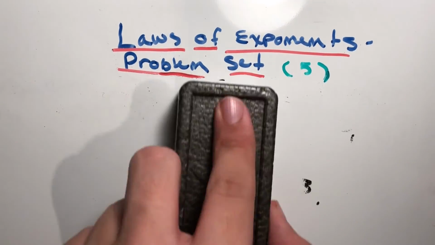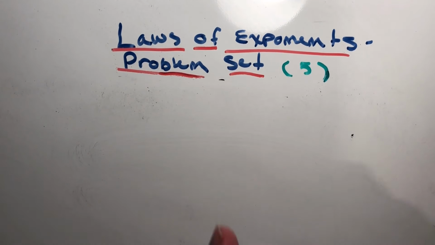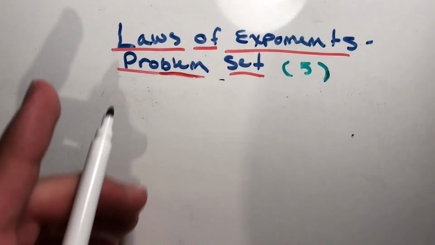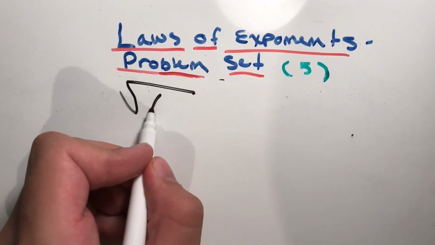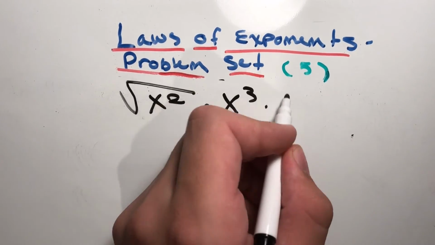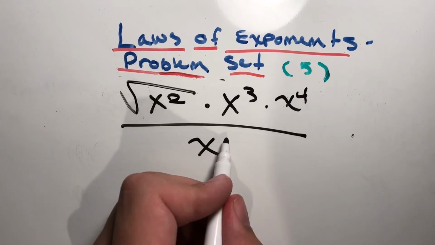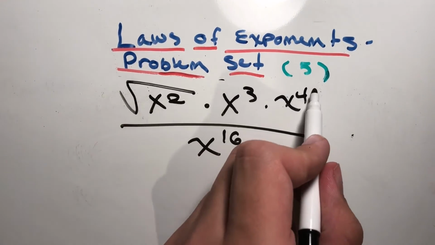Moving along here. Problem 4. What if we had something? How would we simplify a problem where we had the square root of x squared, times x cubed times x to the 4th, divided by x to the 16th, and then the whole thing is being squared?